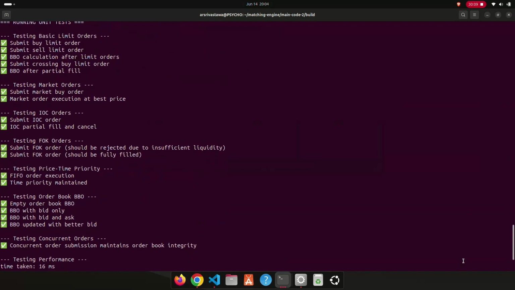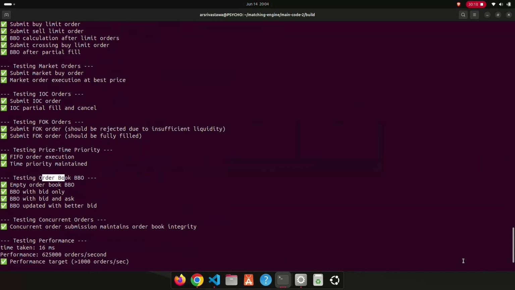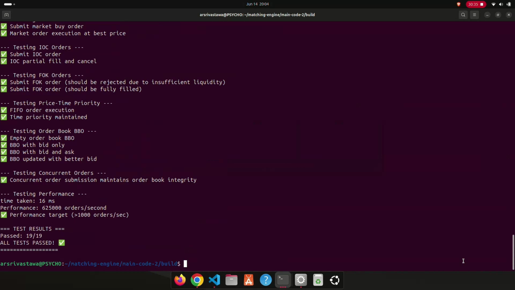It checks all the four types of orders. It also checks whether the price-time priority rule is followed or not. It also checks the order book. It also checks for concurrent orders. The time taken was 16 milliseconds, and the performance we can calculate from these metrics is around 6,25,000 orders per second. So it easily crosses the target of 1000 orders per second.